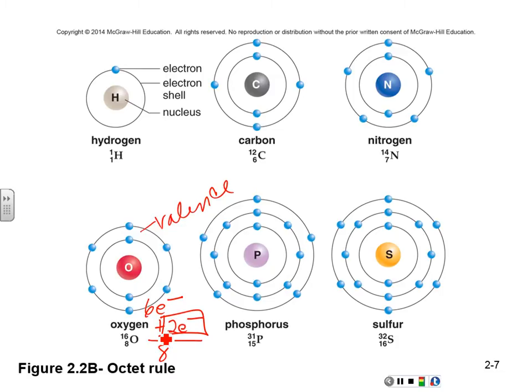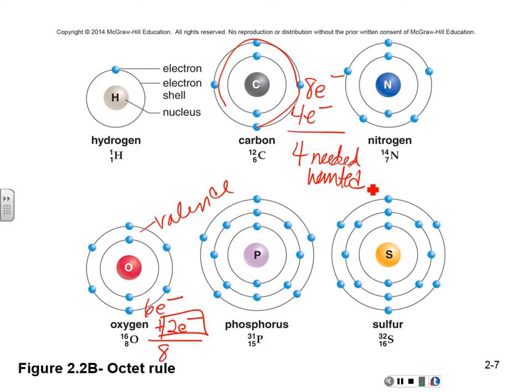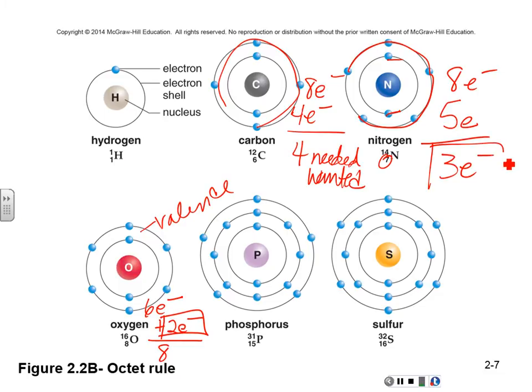So what about carbon? There are 4 electrons. It wants 8, so there's 4 needed or wanted, however you want to word that. What about nitrogen? There's 7, but there's 2 here, and then there's 1, 2, 3, 4, 5. So there's 5 in the outer. It wants 8. That's a remainder of 3. So it's looking for 3.